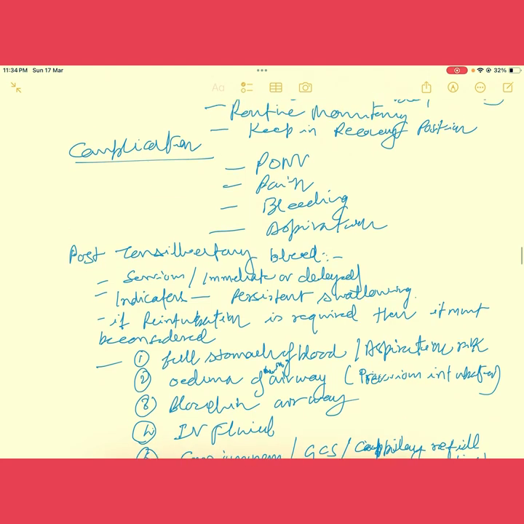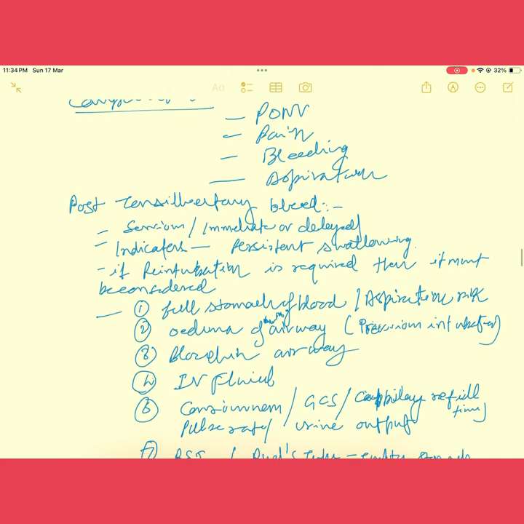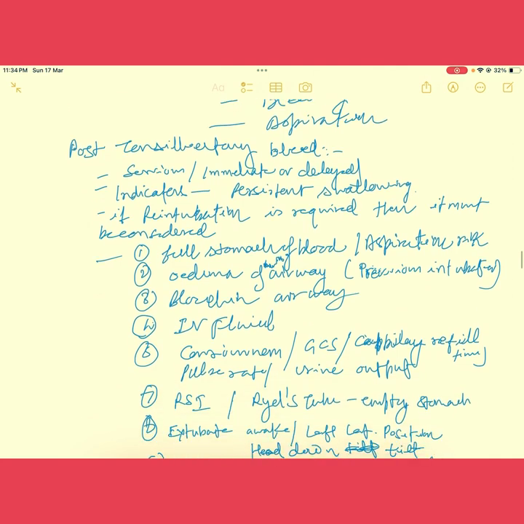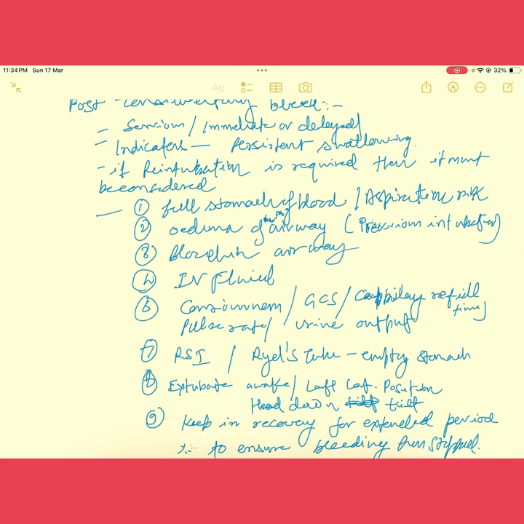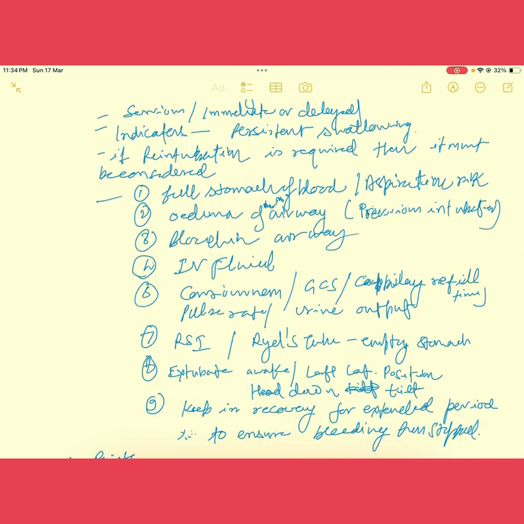Complications: post-operative nausea, vomiting, pain, bleeding and aspiration. Post-tonsillectomy bleed could be serious. It can be immediate or delayed. An indicator is persistent swallowing action. If re-intubation is required, the patient might have a full stomach of blood due to aspiration of blood. There is aspiration risk, edema of the airway because of previous intubation, and blood in the airway.